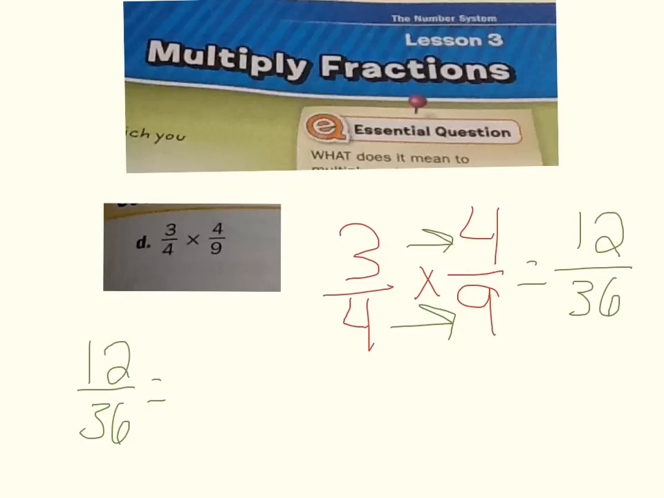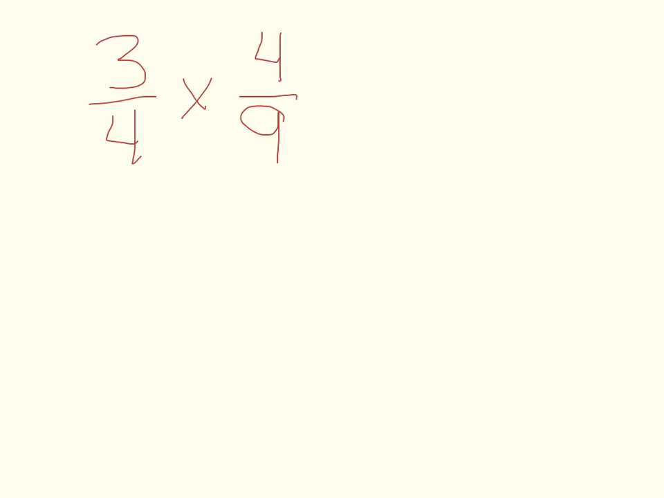Well, what goes into both 12 and 36? Well, actually, 12 can go into both of those. So I'm going to divide both the top and bottom by 12. When I do that, 12 divided by 12 is 1, and 36 divided by 12 is 3. So my answer, when I simplified, is 1/3. Now keep that answer in mind. I'm going to show you the other way.